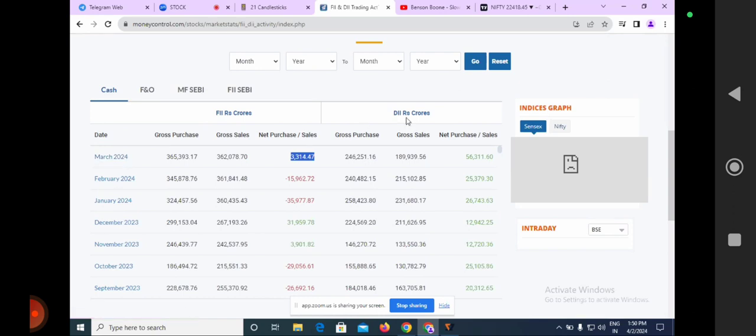The domestic institutional investors bought a whopping 56,311 crores. But when you identify it from the month of March, we did not see any effect in this market. Most of the time, the market was in a range bound market.